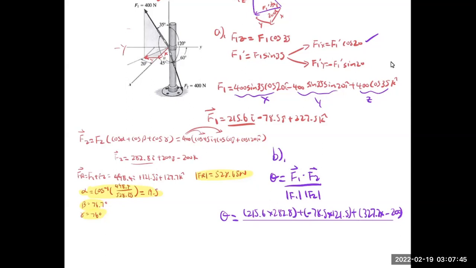Okay, I haven't found them yet, so let's do a quick calculation. For the F1 magnitude, if I just square this F1 vector and take the square root, I get 400. And then for my F2, I'll get 400 as well. So 400 multiplied by 400.